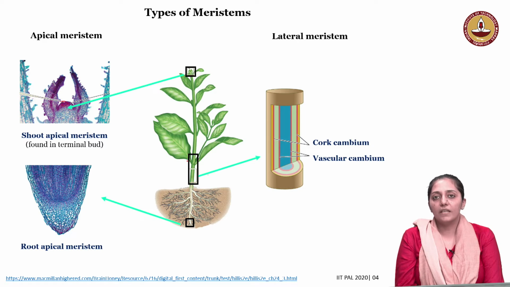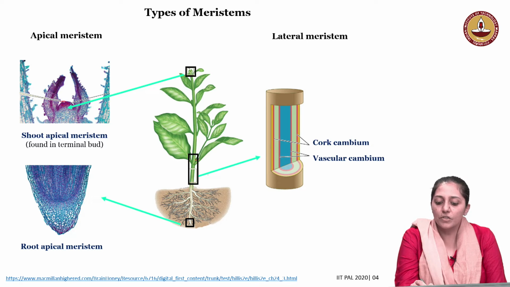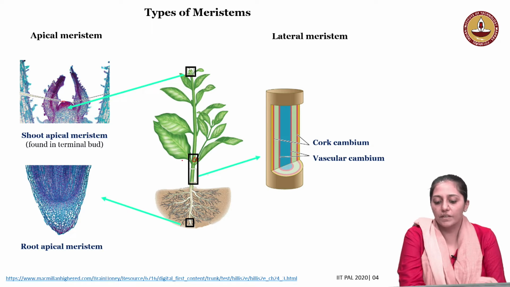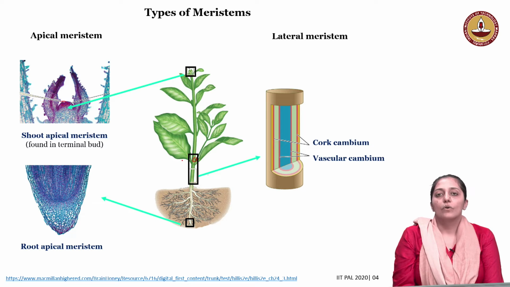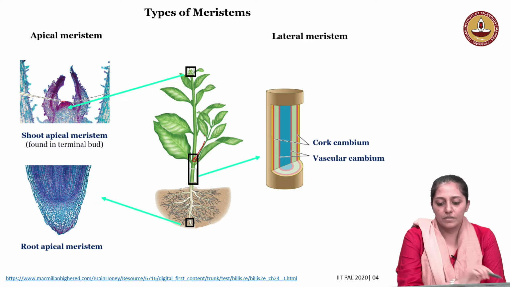So, these form the lateral meristems, and also the axillary meristem, which is responsible for branching to happen, shown here in the nodal region. So, this is another kind of meristem which is responsible for the formation of new branches.